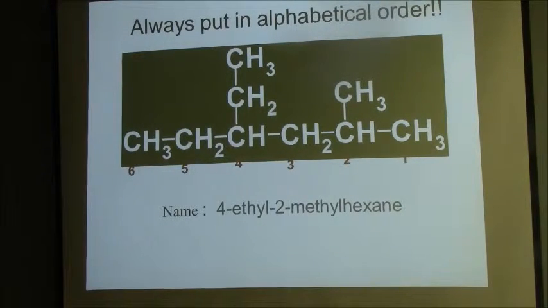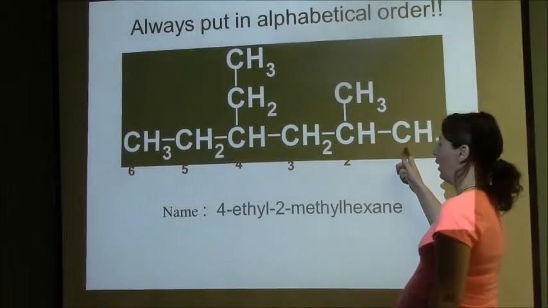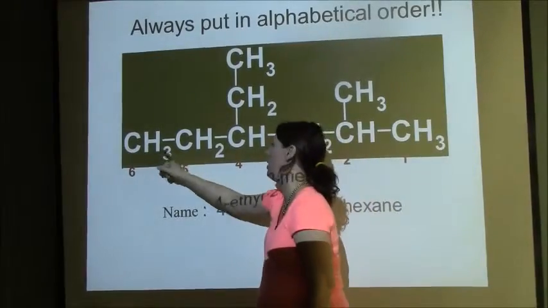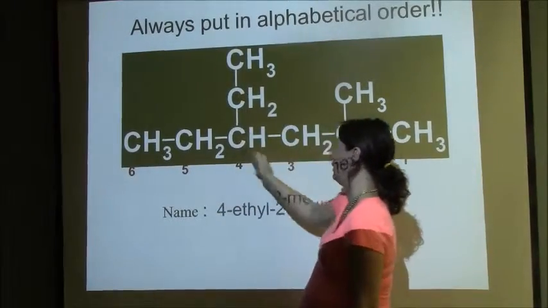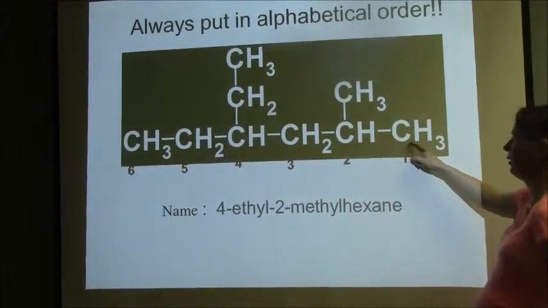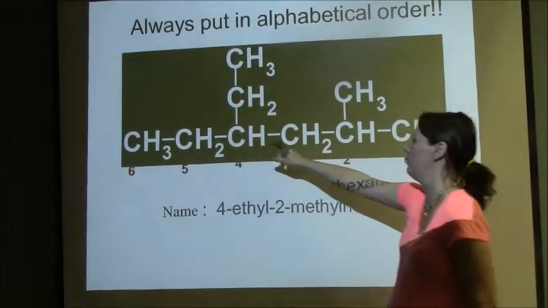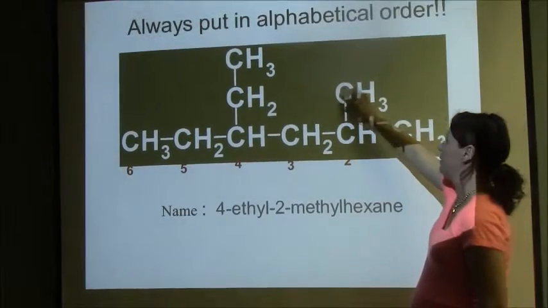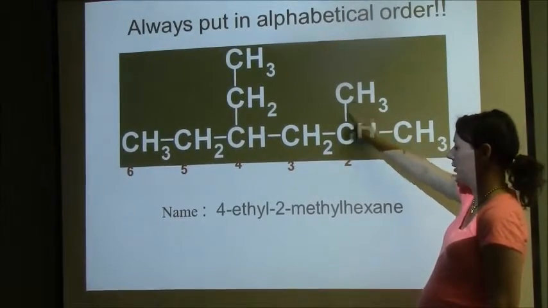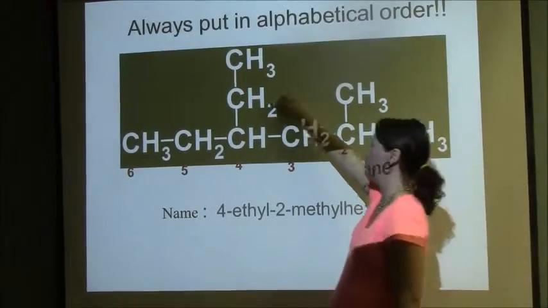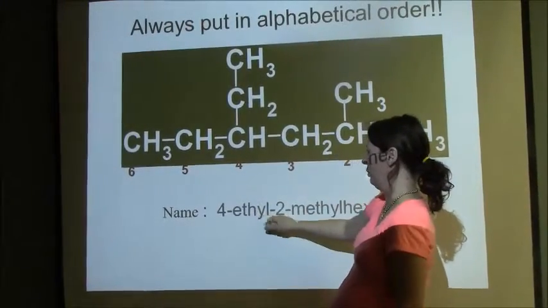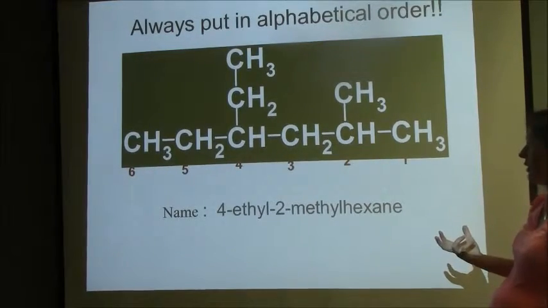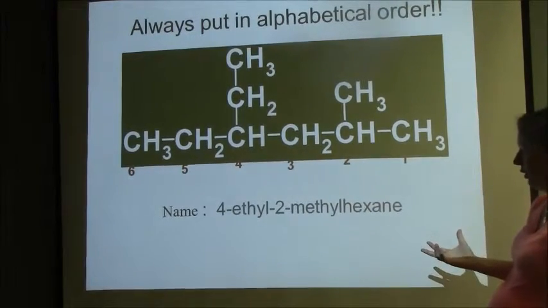We started numbering from the right. Why? Because 1, 2 got me to my first substituent versus 1, 2, 3 or 1, 2, 3. So we began numbering from the right. So this is carbon 1, 2, 3, 4, 5, 6. So this is a hexane. And on carbon 2, there is a methyl group. A 1 carbon chain is called a methyl group, and a 2 carbon chain is called an ethyl group. E comes before M.